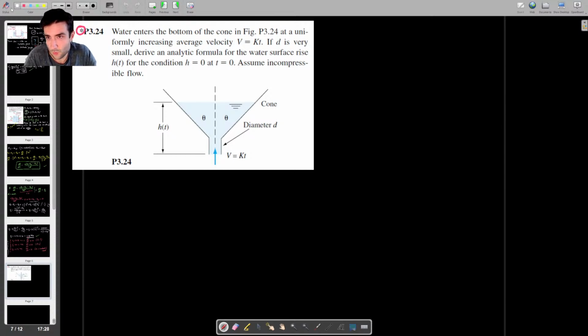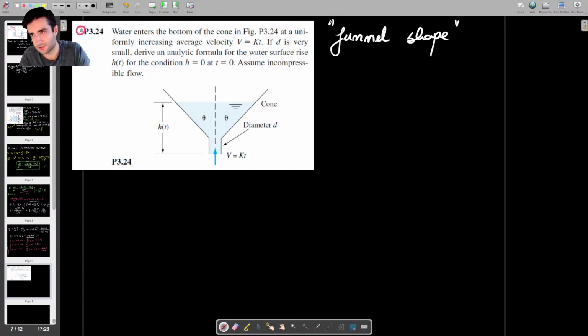So this one says, water enters the bottom of the cone. Now I wouldn't really call this a cone. This is more like a funnel shape, more than anything. But as you'll see, we can actually almost treat it as a cone because of some of the assumptions that are at play. So anyway, we know that water enters the bottom of the cone with this velocity, right?